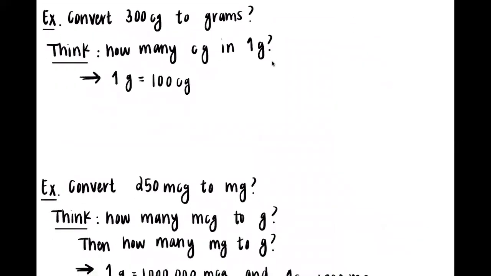Okay, so convert 300 centigrams to grams. Well, in this case, centigram is smaller than grams, so we're going to be moving to the left. But what's the relationship between them? Well, within 1 gram, that is equal to 100 centigrams. So we're going to be moving to the left by 2 decimal spots, since again, that 0 is what helps define how many decimal spots to move.